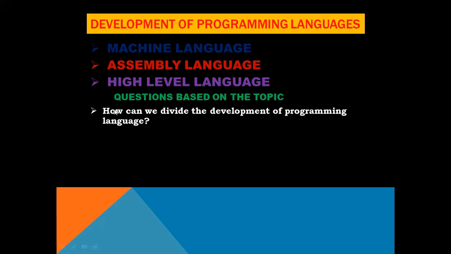So let us see a few questions as they are given also in your book. How can we divide the development of programming language? I've already made you write the answer in the class. We can divide the development of programming language into 3 categories: machine language, assembly language, and high-level language. Let us come to the next question. Name 2 high-level languages: C++, Basic, Logo, any name you can write, as already discussed.